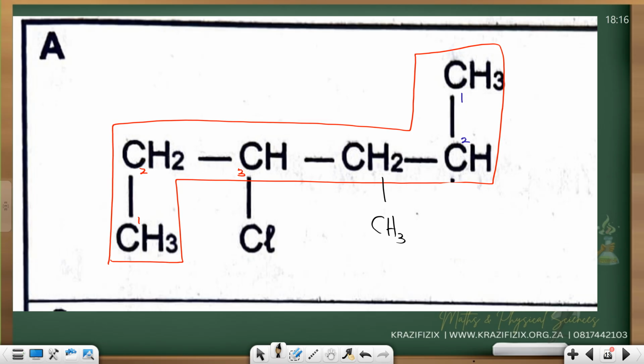Now, since they are both on carbon 3 from either side, I'll then go alphabetical order. Make sense? In alphabetical order, chlorine comes before what? Methyl. So I'll be coming from the chlorine side. I hope that makes sense. Yes, sir. So those are very, very important things that we need to know. So in this case, there are 3 from both sides. I'll have to use alphabetical order. Okay. Great. Good question. Lovely.